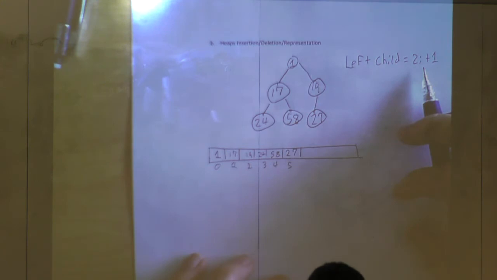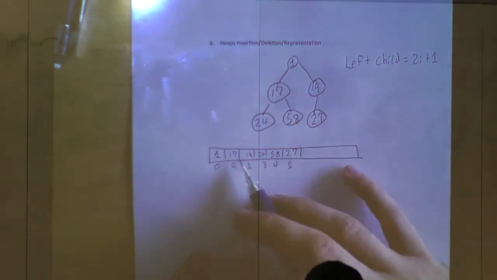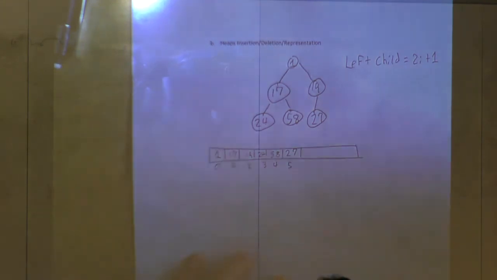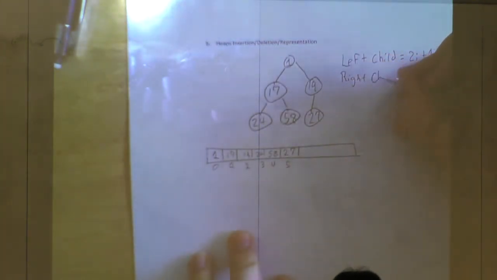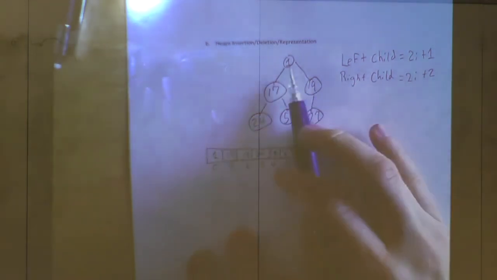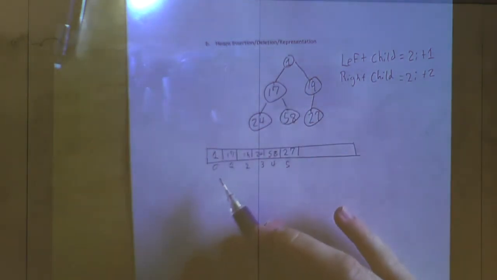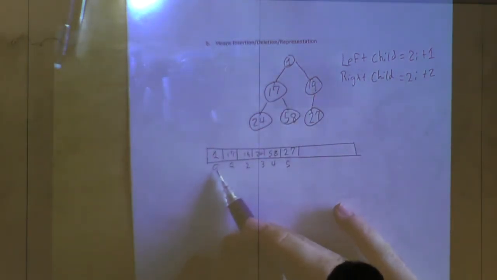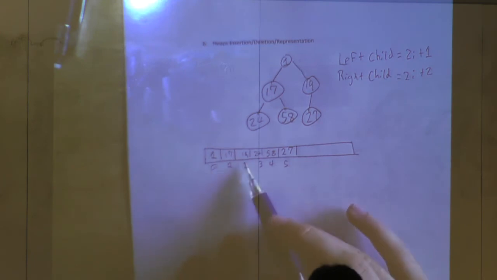So if you're at index 0 and you want to find its left child, you put a 0 in for i and add 1. It's going to go to 1, so 17 is 1's left child. And for the right child, the formula is 2i plus 2. So if you're at index 0, you add 2 to 2 times 0, which will be 2, and that's the right child.